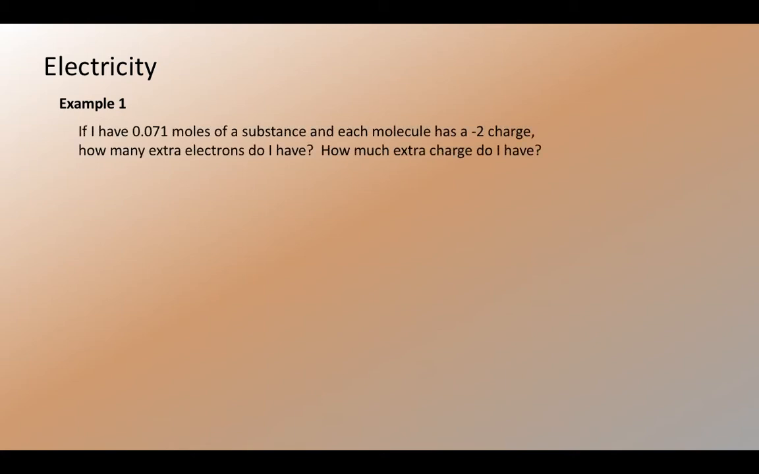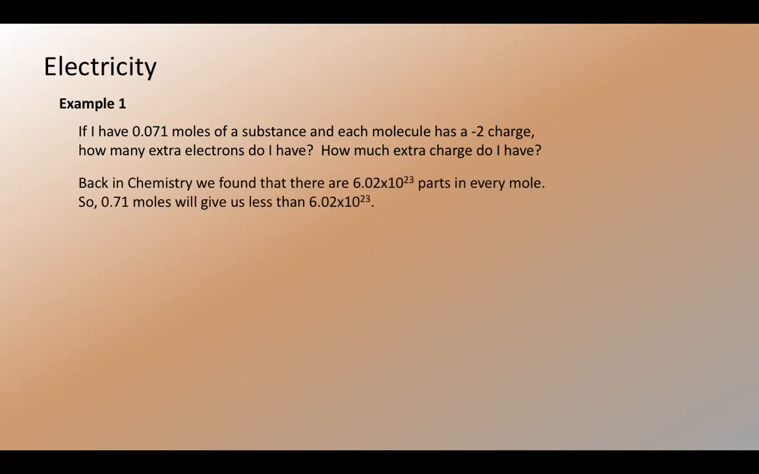If you have 0.071 moles of a substance, and each molecule has a negative 2 charge, how many extra electrons do I have? And how much charge do I have? Well, remember, back in chemistry, we found that there are 6.02 times 10 to the 23rd parts in every mole.